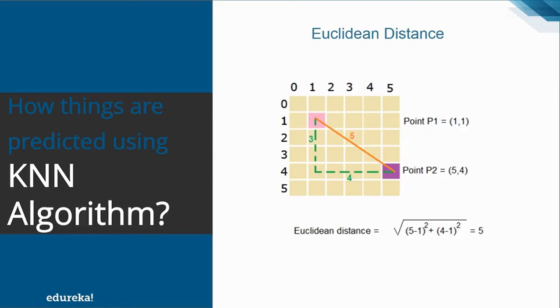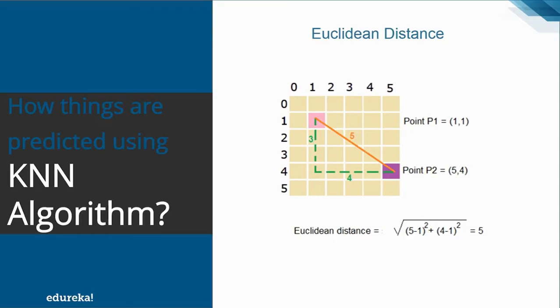Well, this Euclidean distance is defined as the square root of the sum of differences between a new point x and an existing point y. So for example, here we have point P1 and P2. Point P1 is (1, 1) and point P2 is (5, 4). So what is the Euclidean distance between both of them?